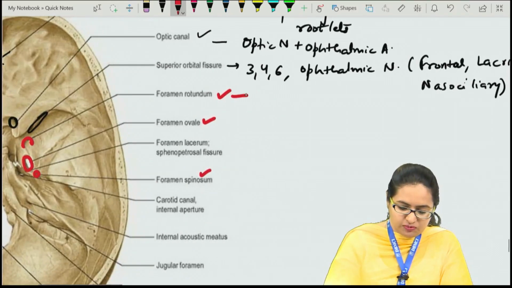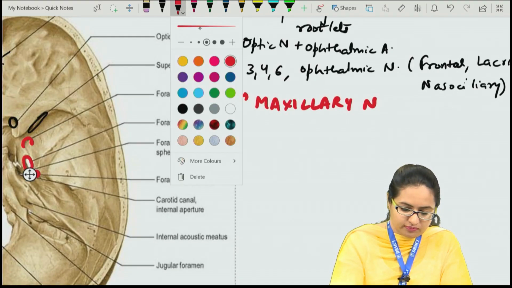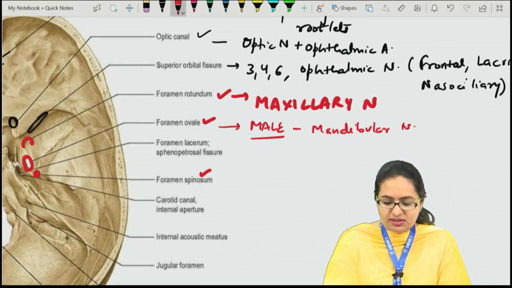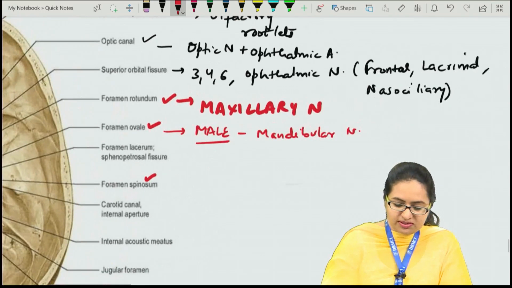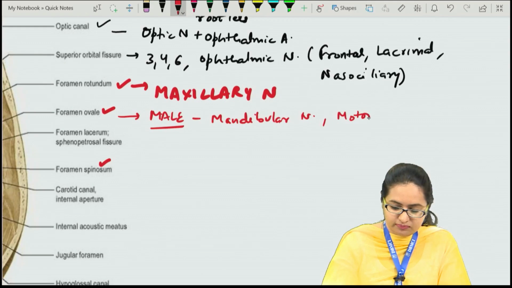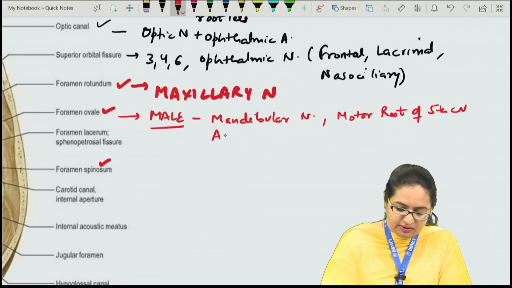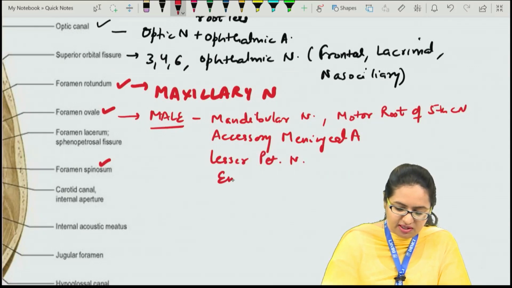The foramen rotundum gives passage to the maxillary nerve. The foramen ovale gives passage to the mandibular nerve. The sensory root of the mandibular nerve passes through this, and apart from this, the motor root of the trigeminal, the motor root of the fifth cranial nerve, also passes along with it. Then from A we have the accessory meningeal artery, L is the lesser petrosal nerve, and E is the emissary vein. All these structures pass through the foramen ovale.